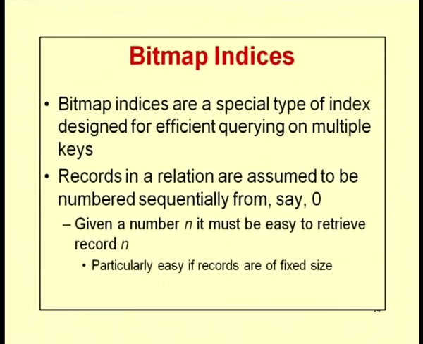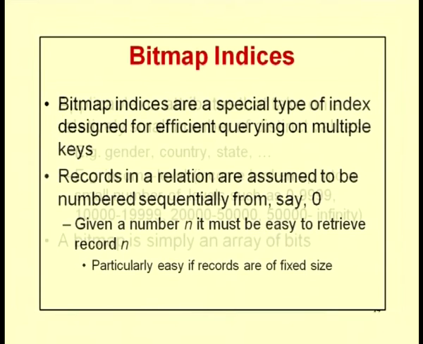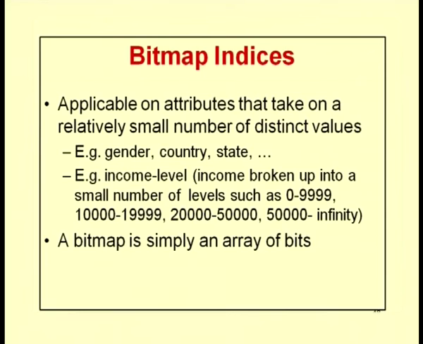So, now let us go to another small topic that comes under indexes, which is called bitmap indices. Bitmap indices are a special type of index designed for efficient querying on multiple keys. Records in the relation are assumed to be numbered sequentially from, say, 0. Given a number n, it must be easy to retrieve record n, particularly easy if the records are of fixed size. It is applicable on attributes that take on a relatively small number of distinct values.